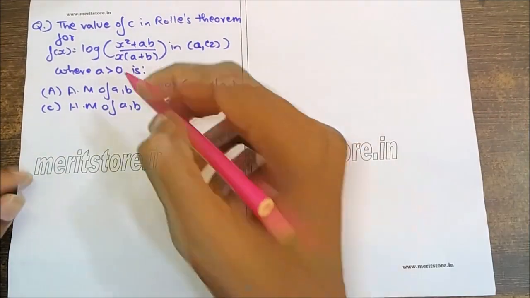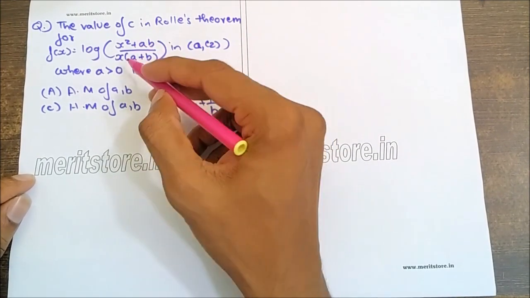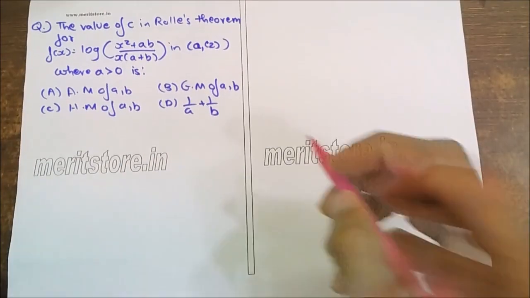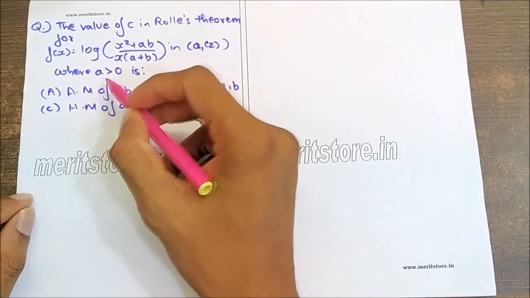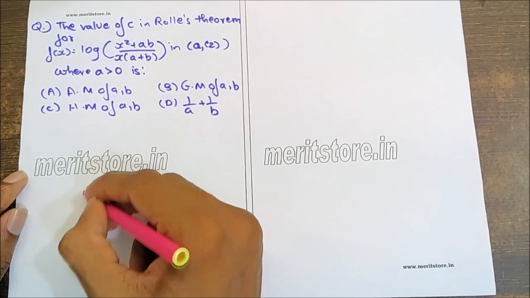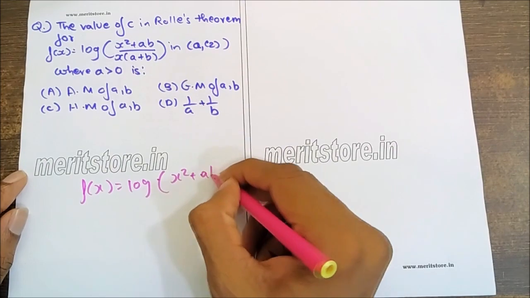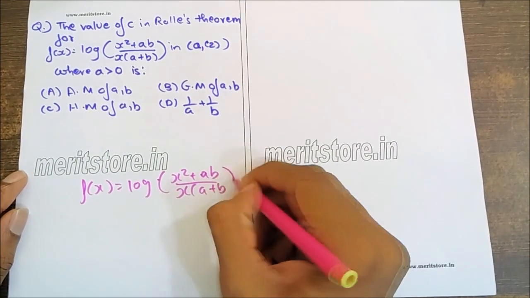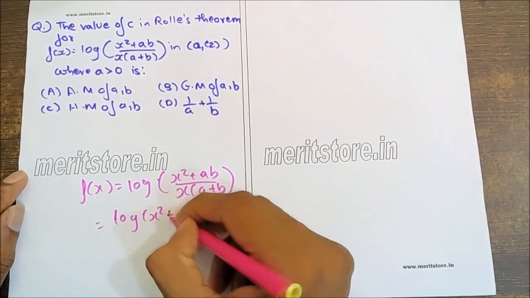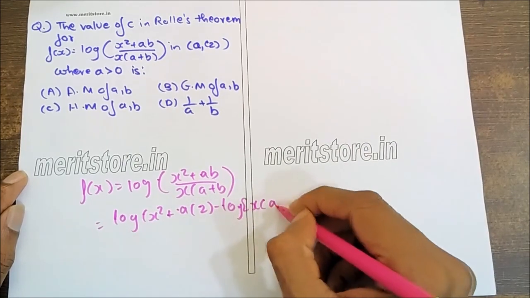The value of c in Rolle's theorem for f of x equal to log of x square plus ab upon x times a plus b, in a comma b, where a is greater than 0. I give 4 options over here. We have f of x is equal to log of x square plus ab upon x a plus b, which is equal to log of x square plus ab minus log x minus log of a plus b.